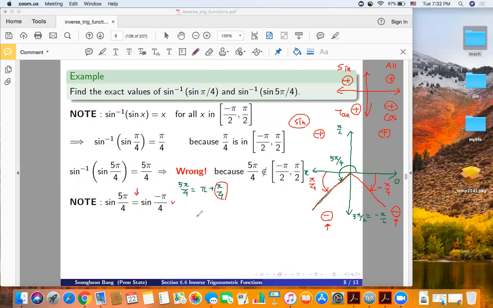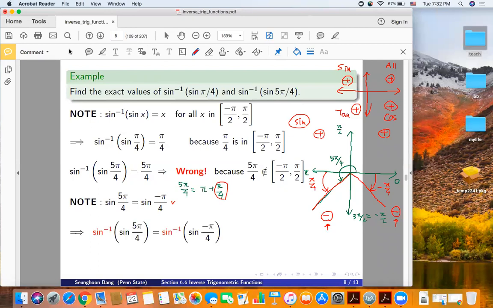This is the idea. The next, you can take inverse sine. What happens? The inverse sine and sine cancel, giving minus pi over 4, because minus pi over 4 is in the domain. This is the idea for solving this kind of problem.